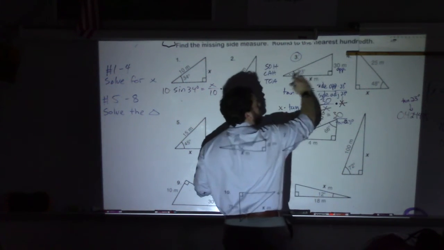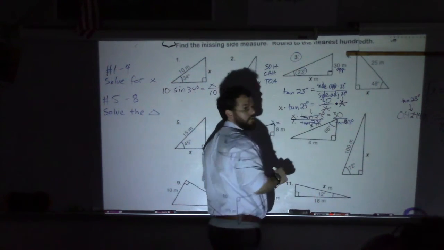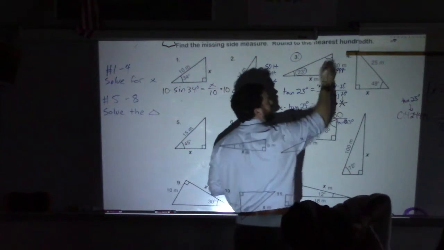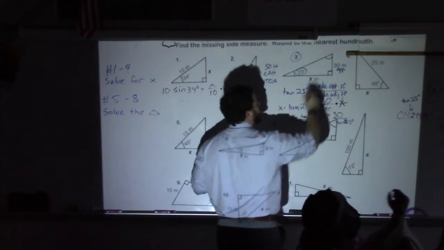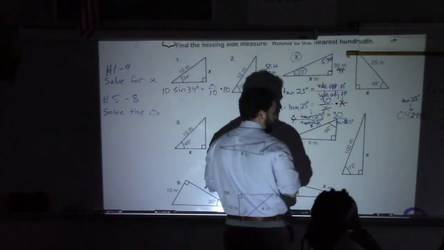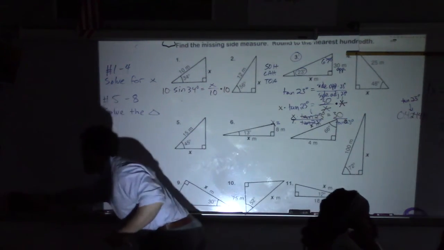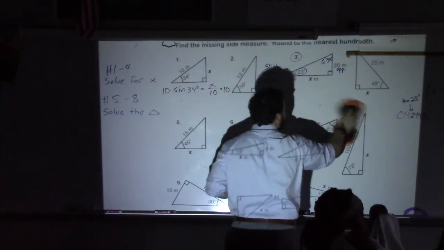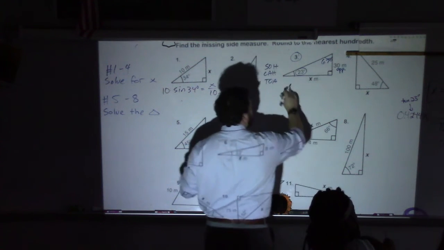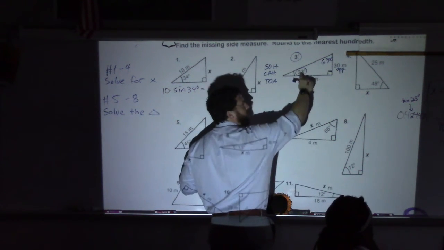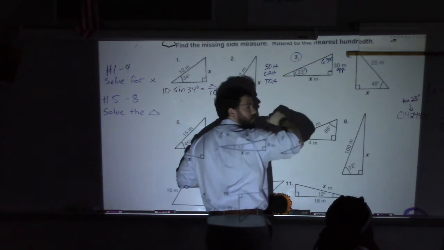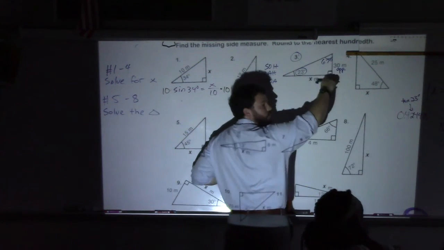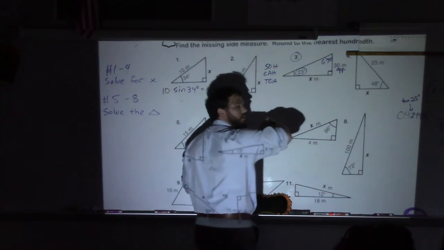If this is 23 degrees, anybody know what this angle up here is? 67 degrees. You don't have to write this down, but I do want you to see this. Why did you get 67? Because what do these angles have to add up to be? 180. Well, all three of them is 180. These two have to add up to be 90.